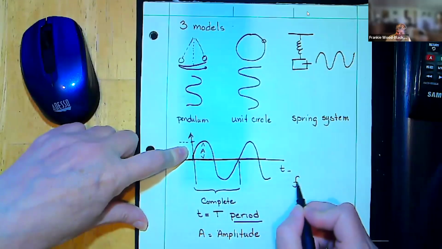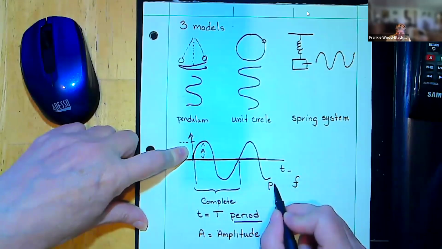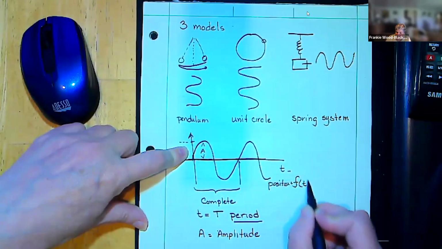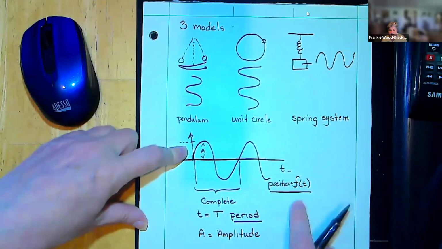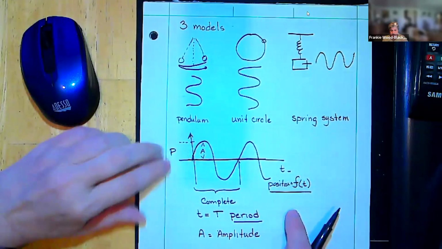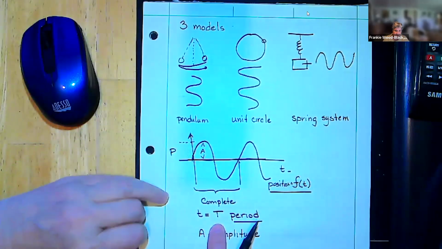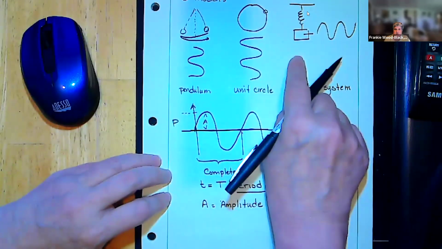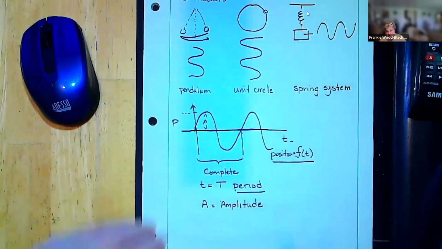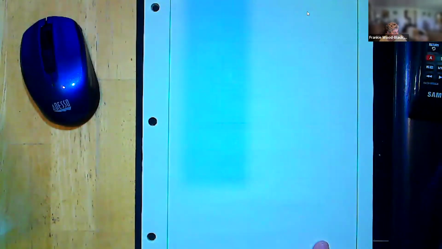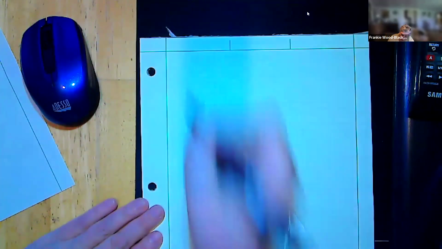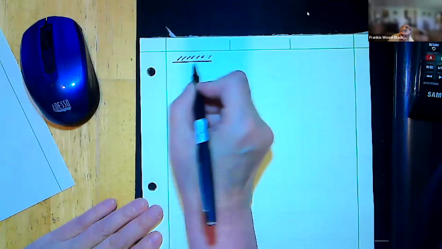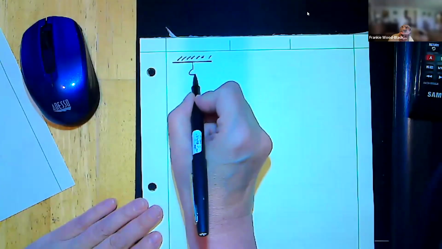And this is going to give me my position, which is going to equal a function of time. And we're going to come back to that, but I wanted to start defining a few things. One is period, and one is amplitude. But we're going to start with this spring system, because we've seen this spring system before, except we never really looked at it as a motion system, and now we're going to look at it as a motion system.